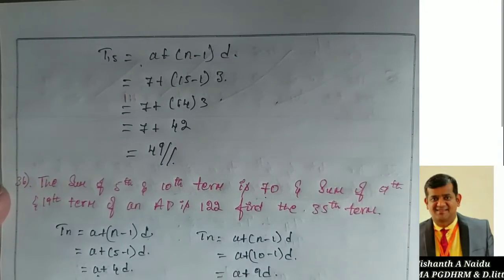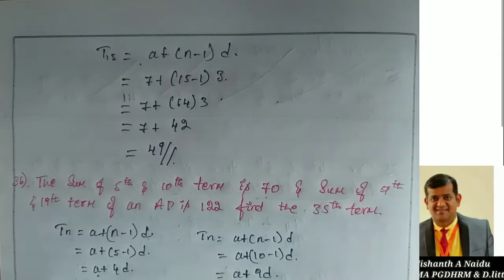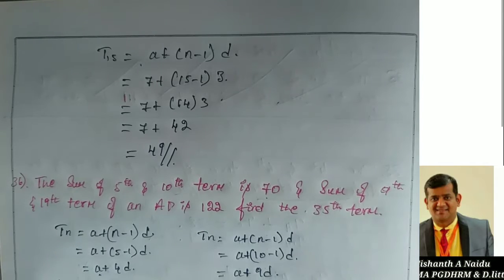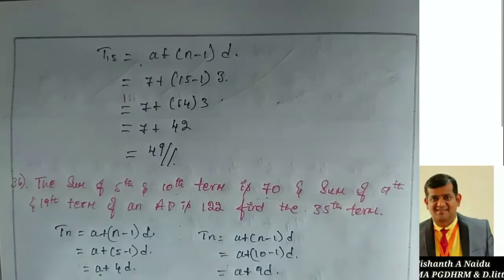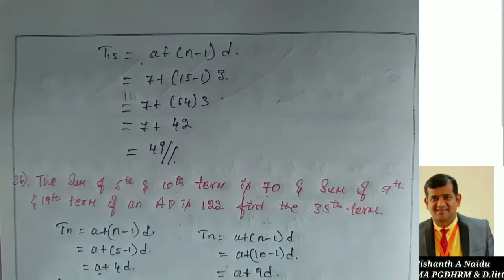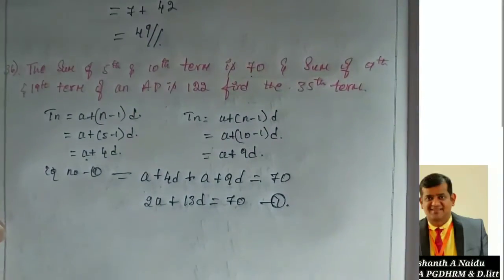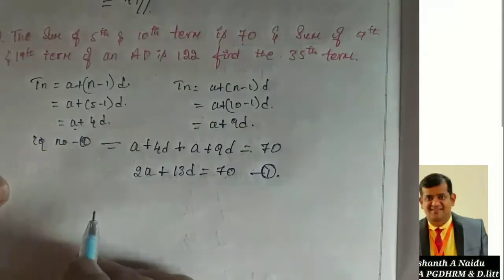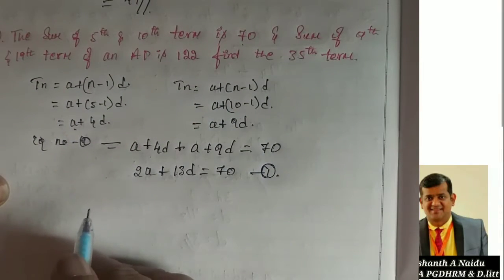Correct. So now if I simplify this, 2a plus 4d plus 9d, 13d, equals 70. So this is going to be equation 1. Same way, let us find equation number 2.